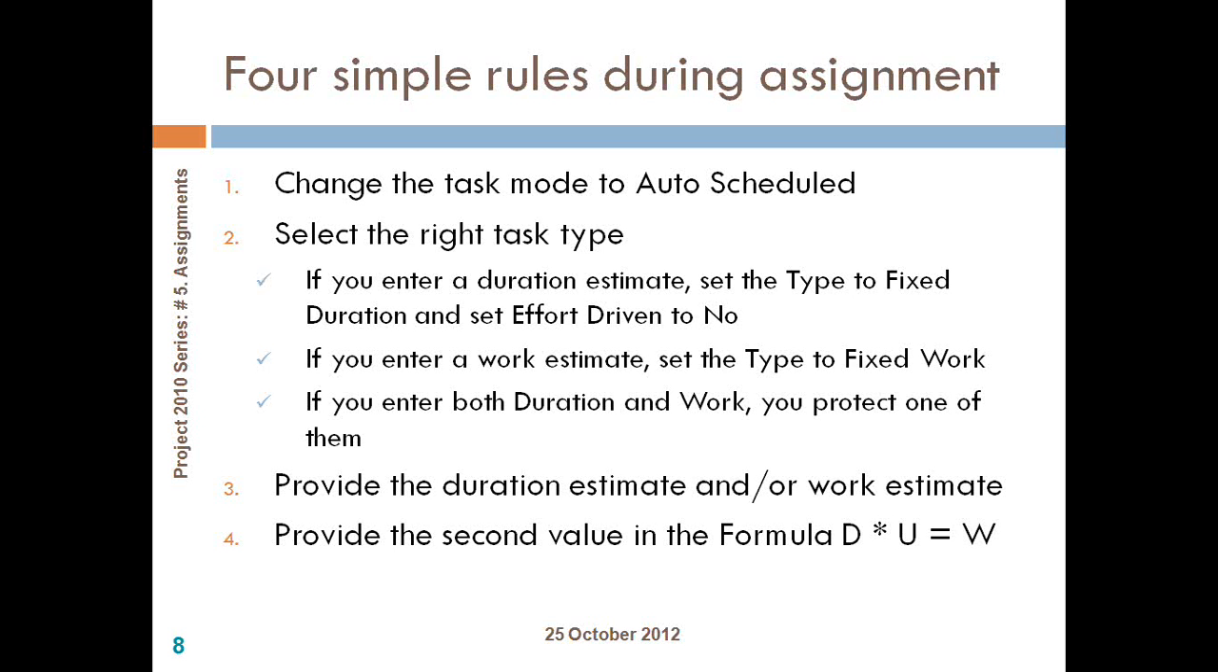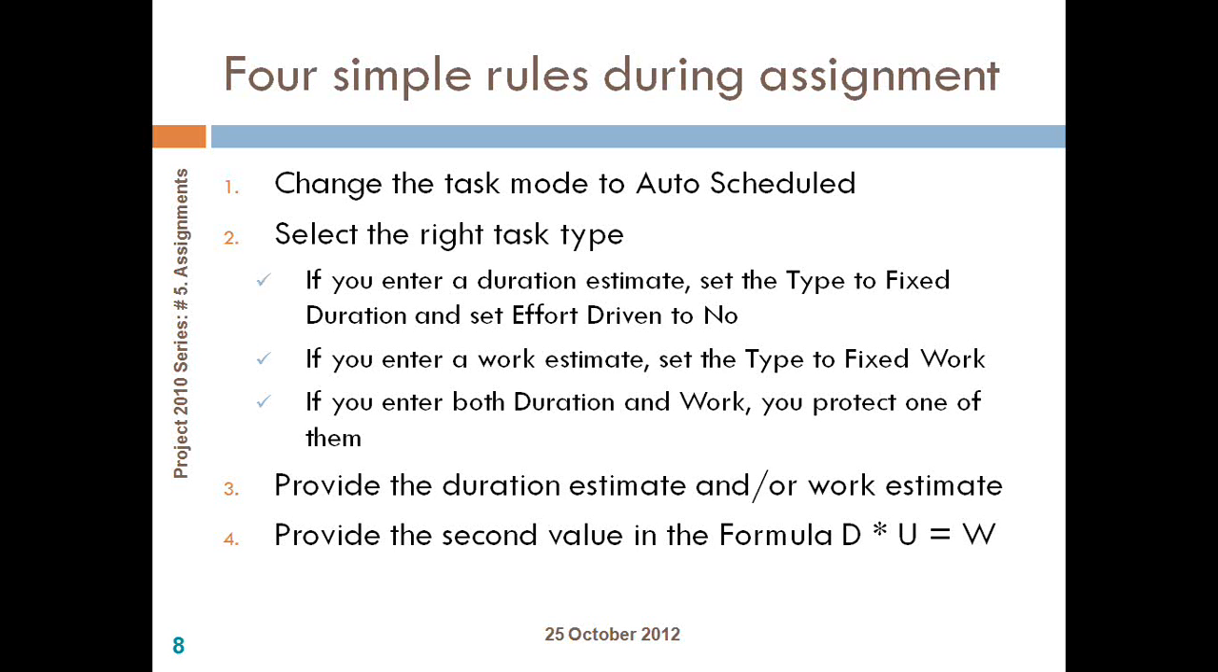Whereas if you are doing a work-based estimate, have your type as fixed work. But if you are entering both duration and work for a specific task, you need to decide which of these two will always be constant most of the time, and accordingly you need to change your task type. Once you have selected your task type, step 3, enter either your duration estimate or your work estimate and provide the other value. So if you are doing a duration estimate, after providing the duration value, if you change the work, naturally the units will get affected, or if you change the units, the work will get affected.